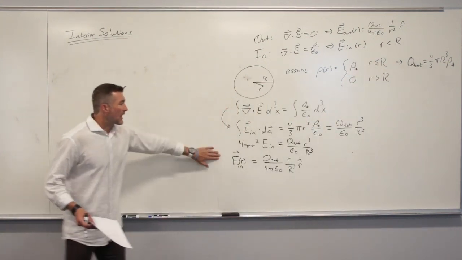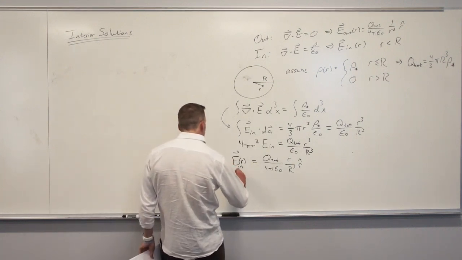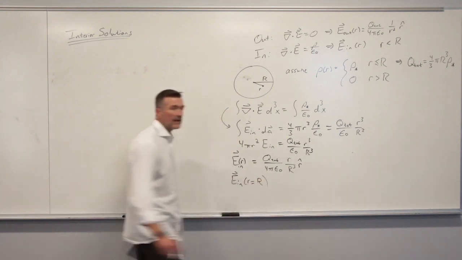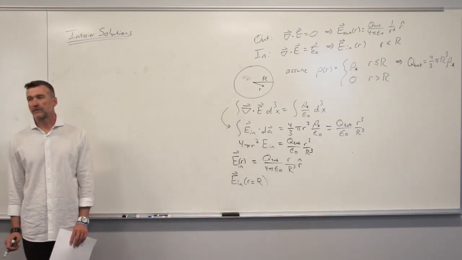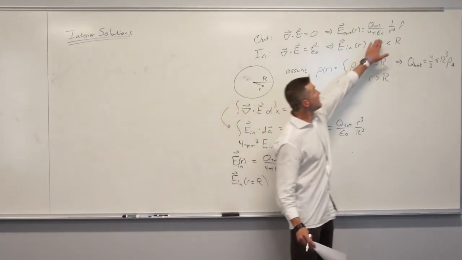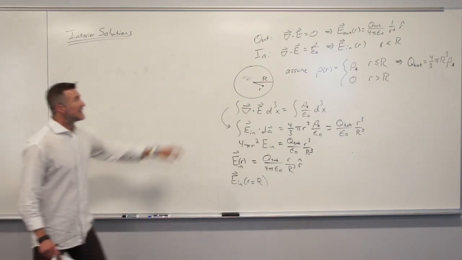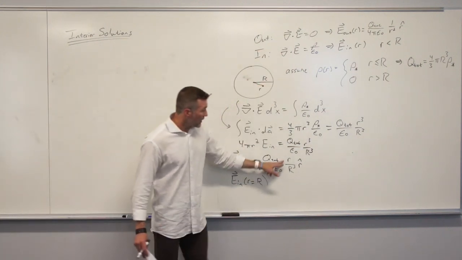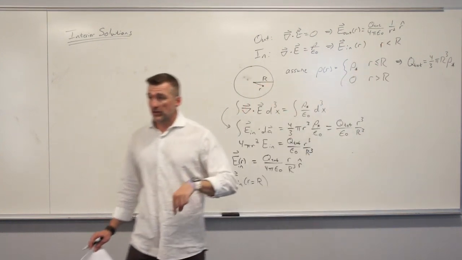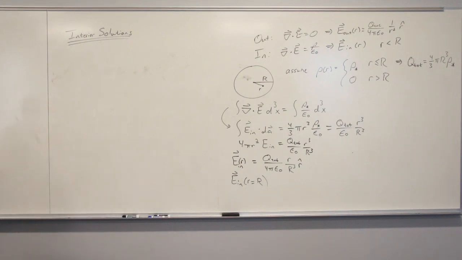Okay? All right, last but not least, check it out. If I take this and evaluate it at capital R, what do you notice? Yeah, it matches up nicely to the exterior solution. So the interior solution, when little r is equal to big R, is exactly the same as the exterior solution when little r is equal to big R. So these interior and exterior solutions match, which is what we would expect.